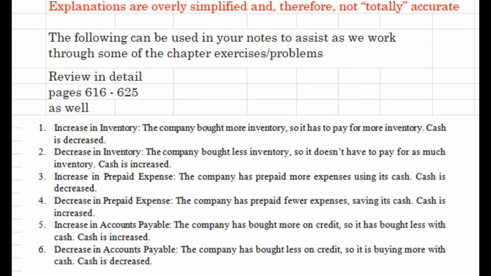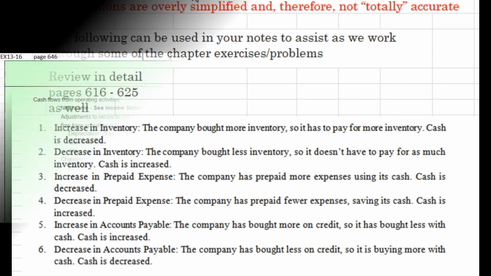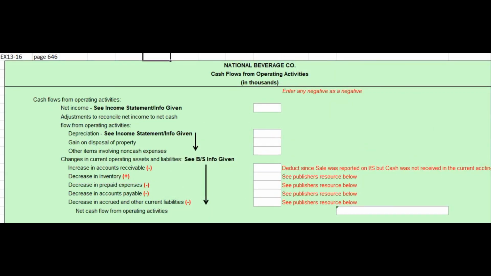Next, we're going to go through an example, exercise 13-16. We'll also be doing this in class. Okay, so this is exercise 13-16, page 646. National Beverage Company. We're going to complete the operating activities for the statement of cash flows for this company. The information is given to you, the income statement as well as the balance sheet information.